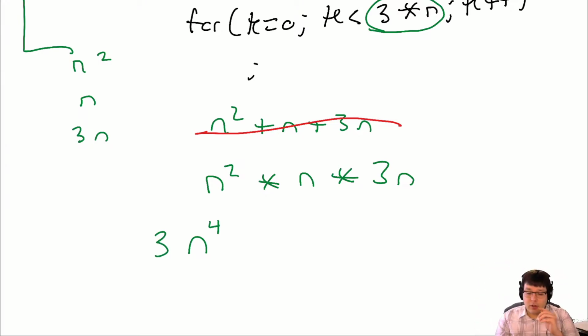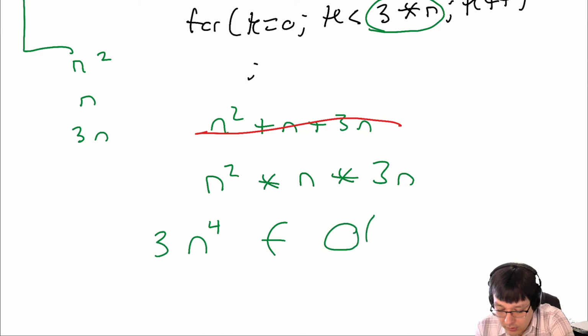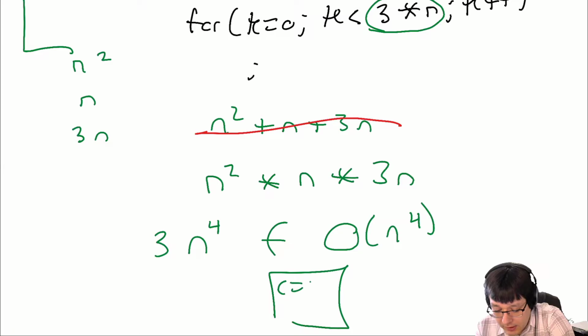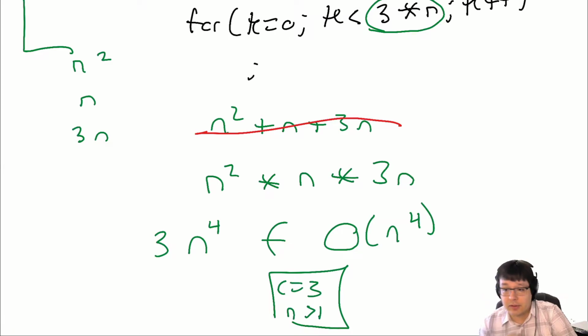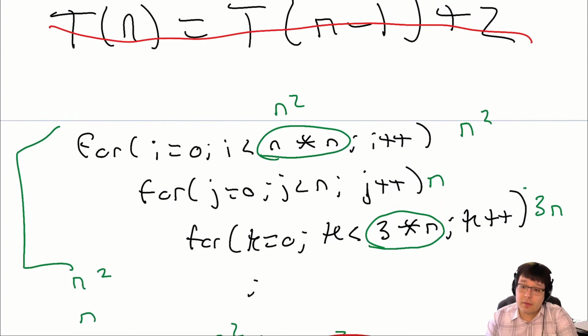All right, so that asymptotic complexity would belong to the class of O of n to the fourth. The certificate to that would be that c has to be equal to 3 and n has to be greater than 1. Okay, so that will be the iterative version of this.